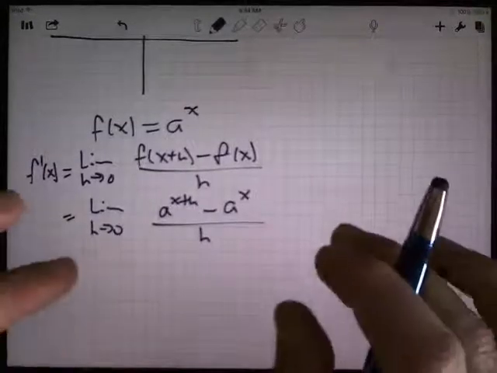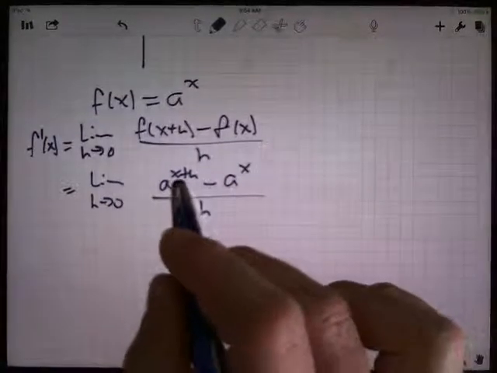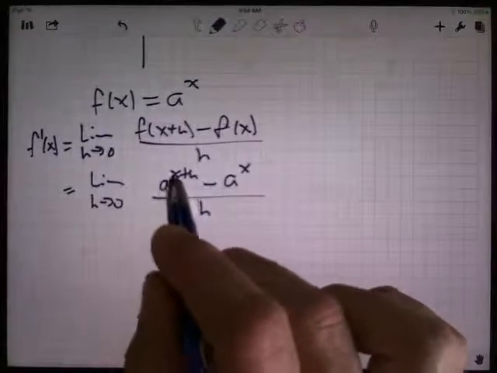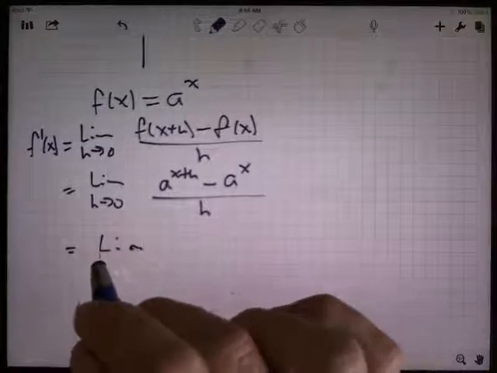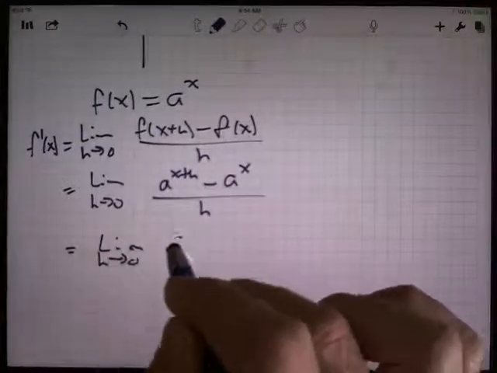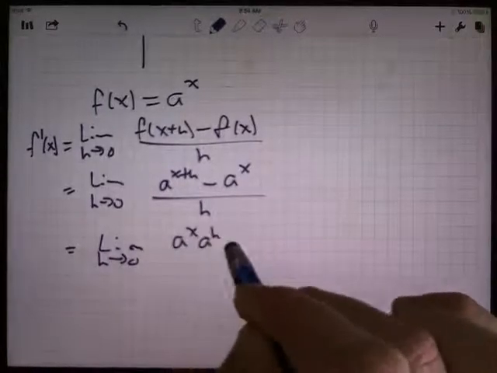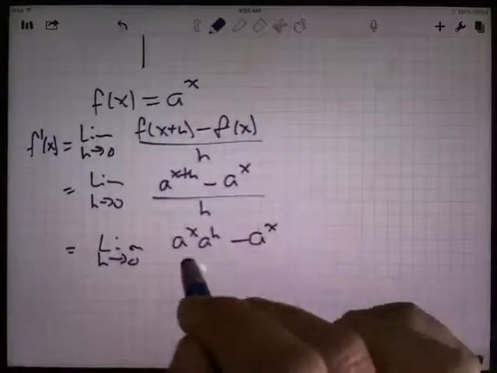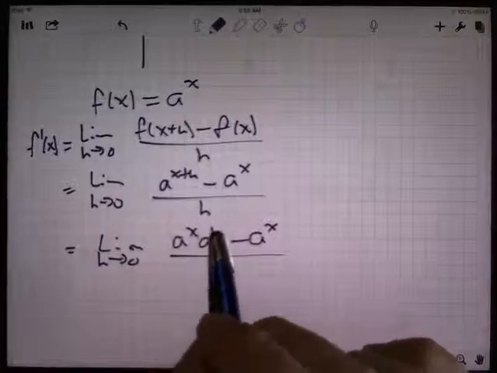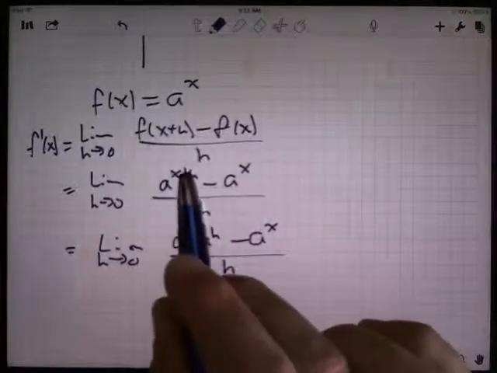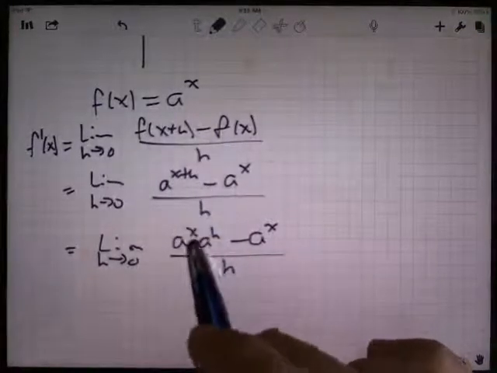And then, a little bit of algebra here. I notice that the a to the x plus h can be rewritten this way. The limit as h goes to 0. This is a to the x times a to the h, and I'll leave everything else alone. A little explanation: usually we go the other way. Usually we have two things multiplied together with the same base and we just add the exponents. Well, I'm just taking that backwards.